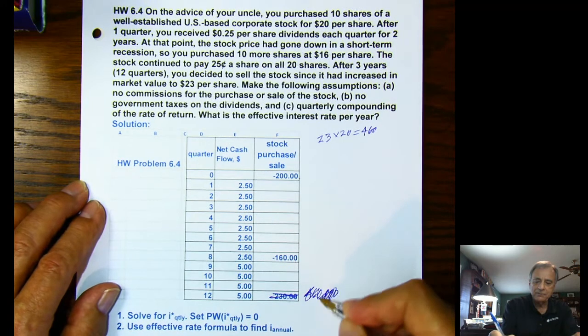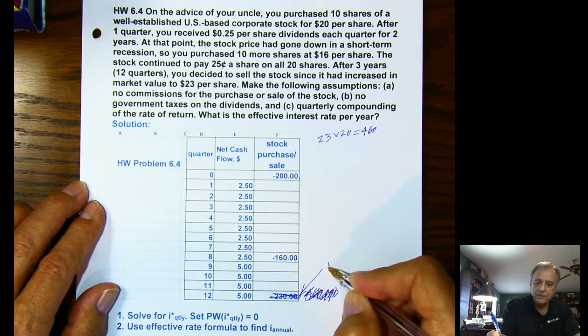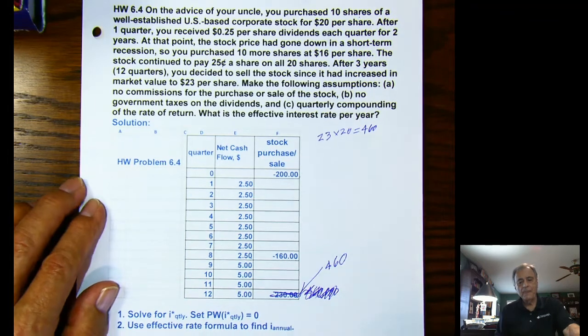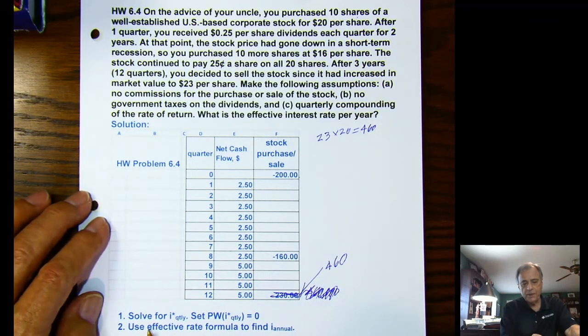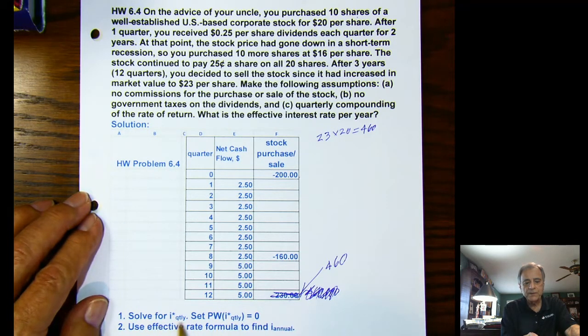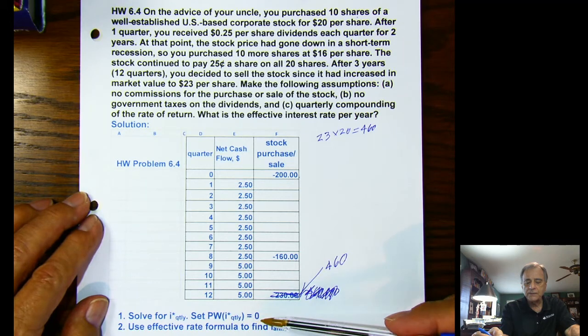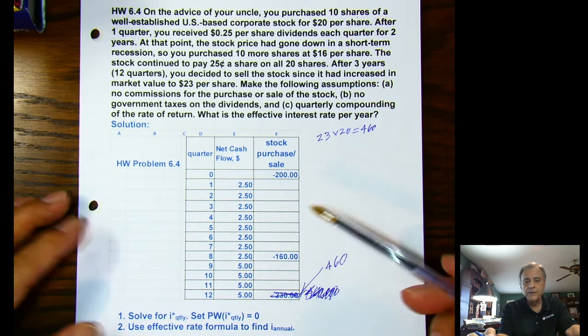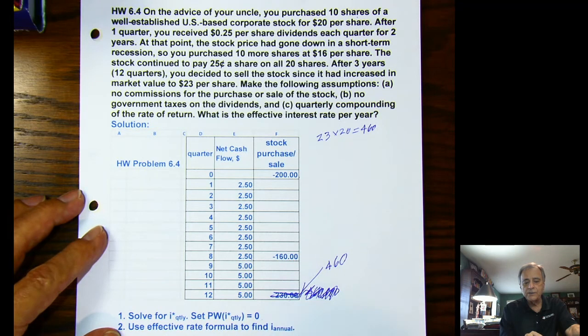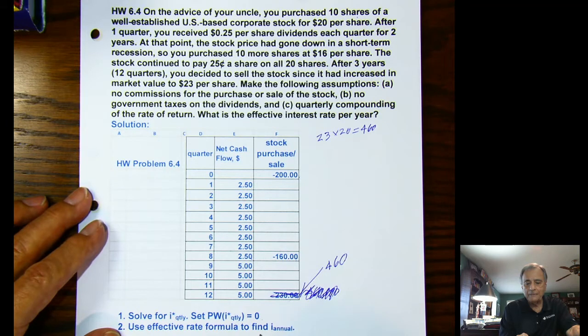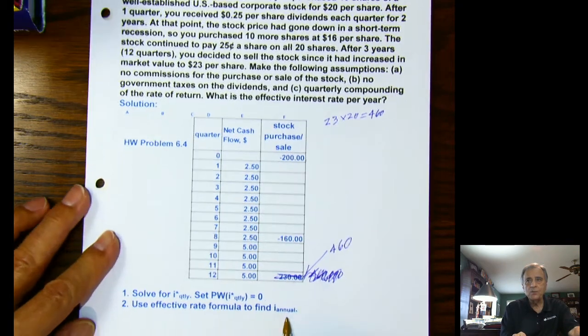I got used to using big numbers. $460. Okay. Now, the problem, and I'm not going to work the rest of it for you, is to solve for I quarterly. So here's your cash flow, and you set the present worth of the cash flow equal to 0. You solve for the internal rate of return, and then you use the effective interest rate formula to get I annual. Well, let me set up equation 1 for you.